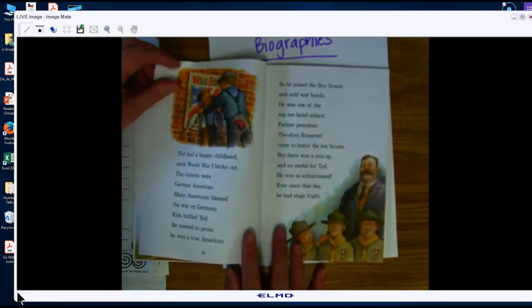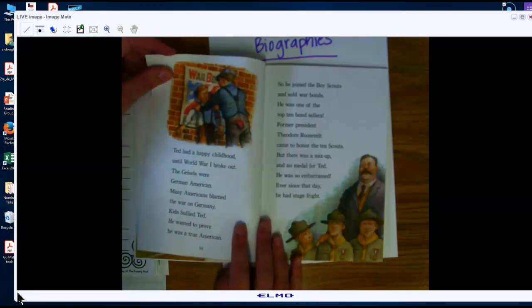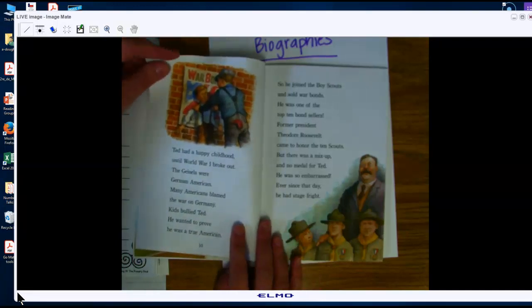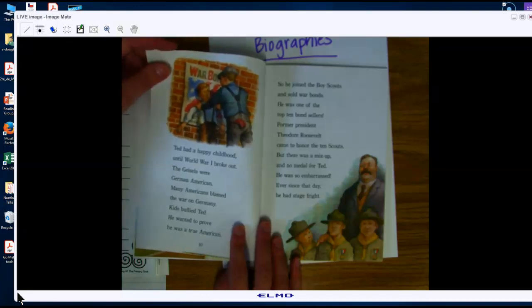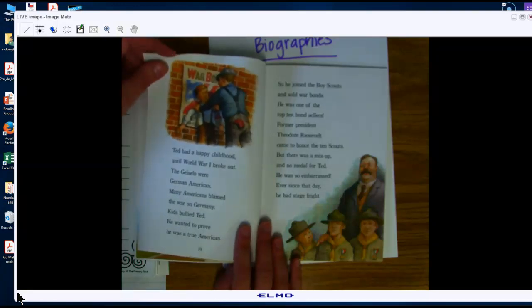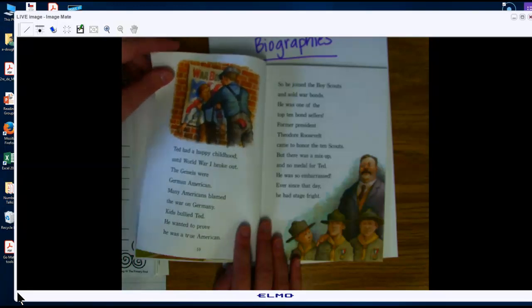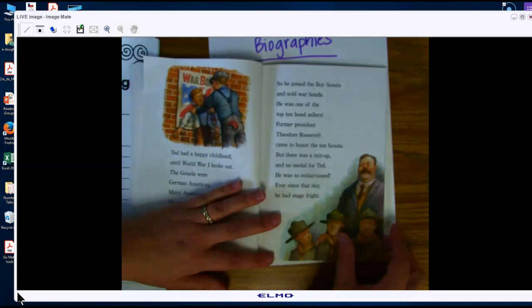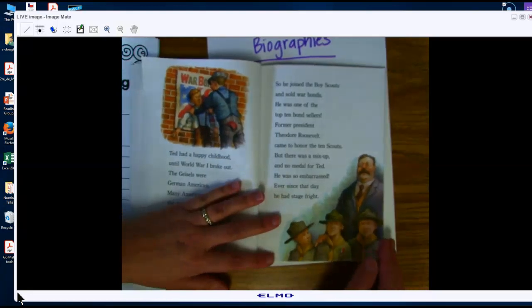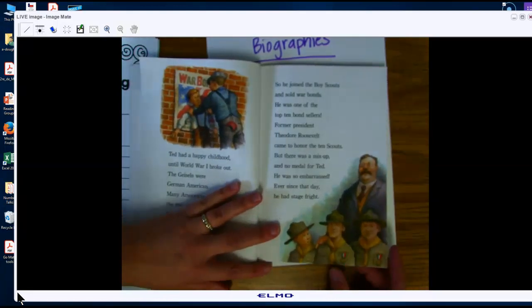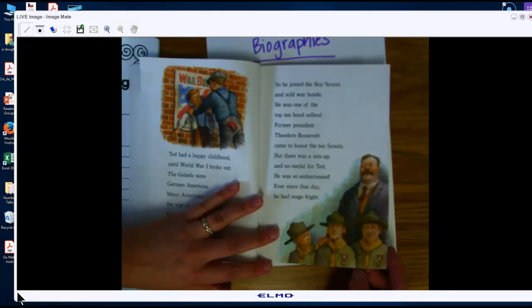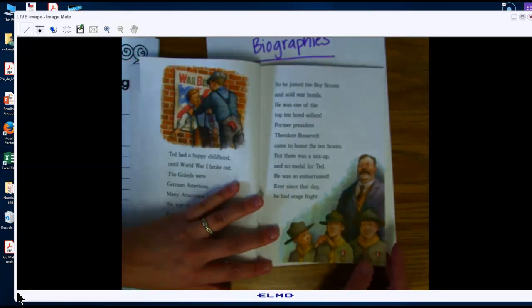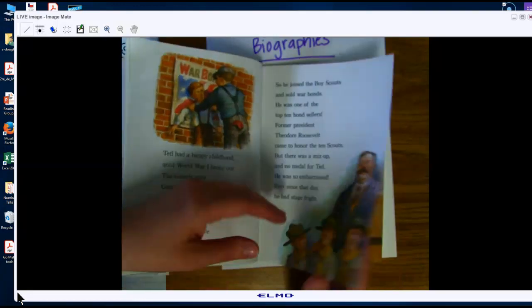Ted had a happy childhood until World War I broke out. The Giesels were German-American. Many Americans blamed the war on Germany. Kids bullied Ted. He wanted to prove he was a true American. So he joined the Boy Scouts and sold war bonds. He was one of the top 10 bond sellers. Former President Theodore Roosevelt came to honor the 10 Scouts, but there was a mix-up and no medal for Ted. He was so embarrassed. Ever since that day, he had stage fright.